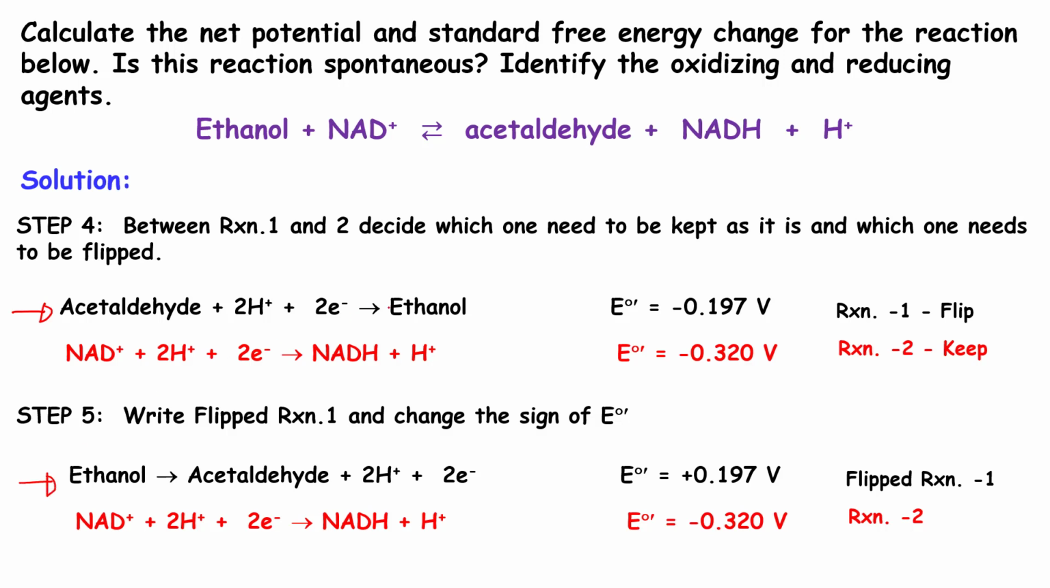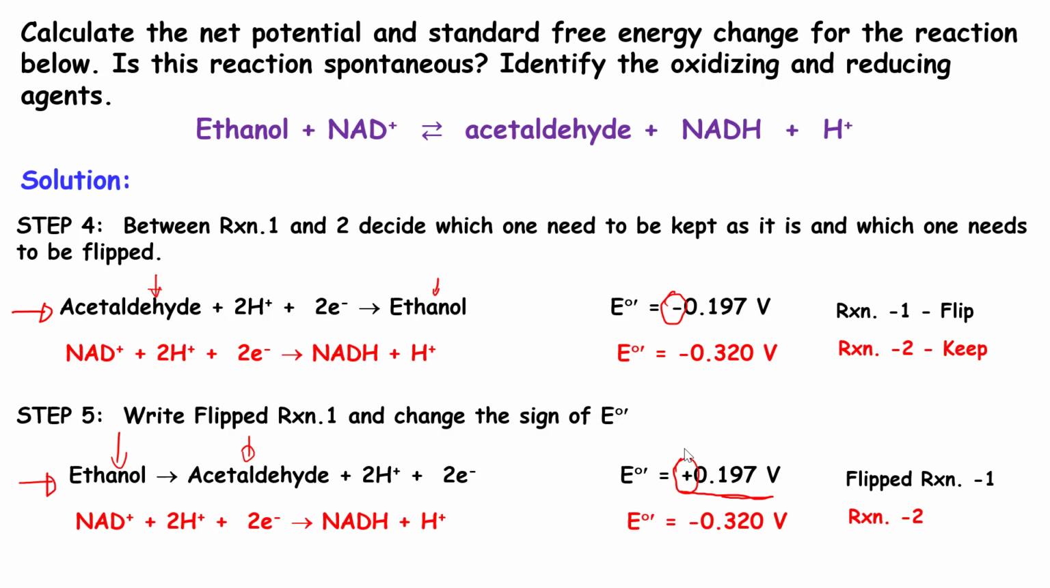When we flipped it, we can see that the ethanol, which was on the right side, has now gone to the left side over here. The acetaldehyde, which was on the left side, is now on the right side of the arrow. We have written that. And the most important thing here is that this E naught prime value, if you look here, instead of having a negative sign for the normal reaction, for the flipped reaction, the sign has changed, because the reactions that we wrote down are all reduction reactions from the table, because the table itself says it's the table of standard reduction potentials.